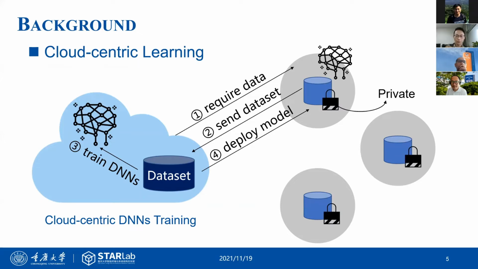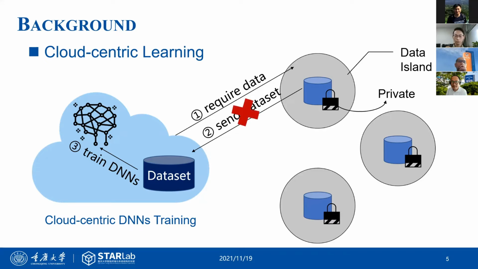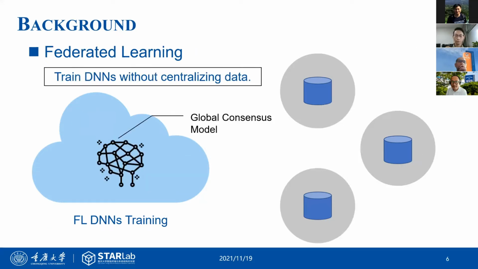But usually, user data on mobile devices such as smartphones is private. Users are not willing to share this data. So even though we have a lot of data, it is distributed and cannot be centralized, and that's what we call the data island issue. That's why we need federated learning.